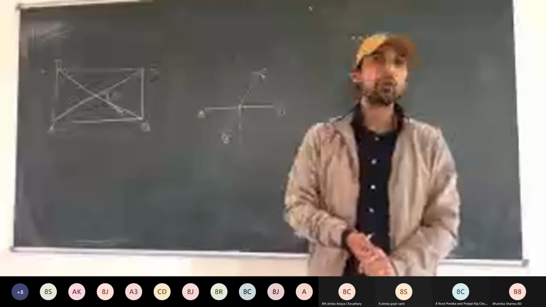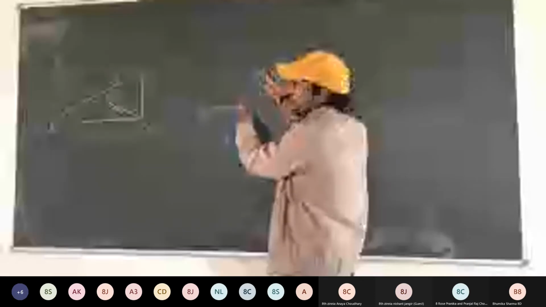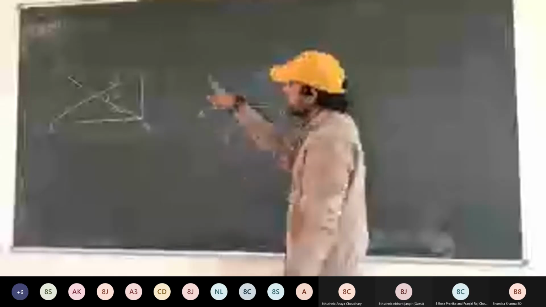A and C is what? Diagonal. How far from this midpoint? If this is 7 centimeters, this will be how much? 3.5 centimeters. So C is how far from this midpoint? 3.5 centimeters. So take a radius of 3.5 centimeters in the compass from this midpoint and cut an arc. So we got C and D.